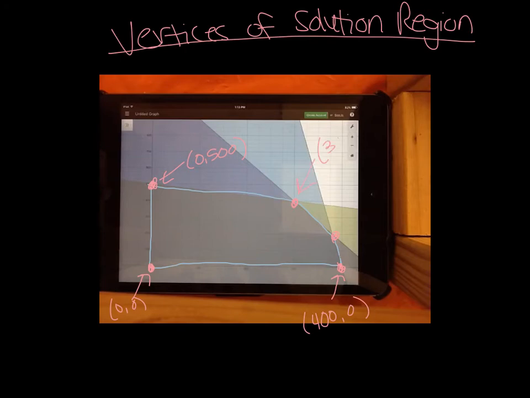This one sits right here at 300, 400. But this one's not a whole value, so we can't just read it off the graph. We have to actually solve for it. And that's a big part of why we reviewed how to solve systems of equations algebraically.